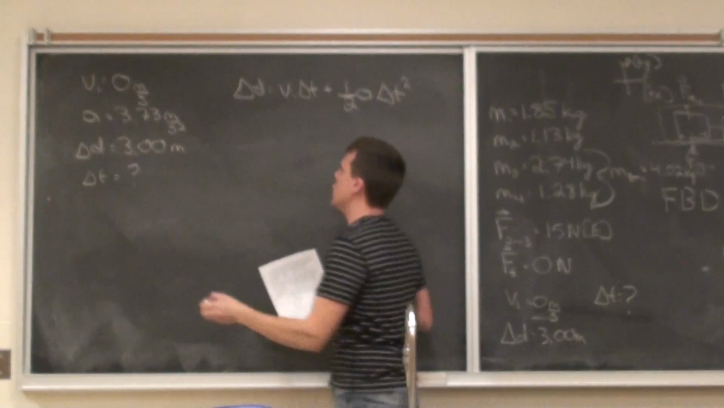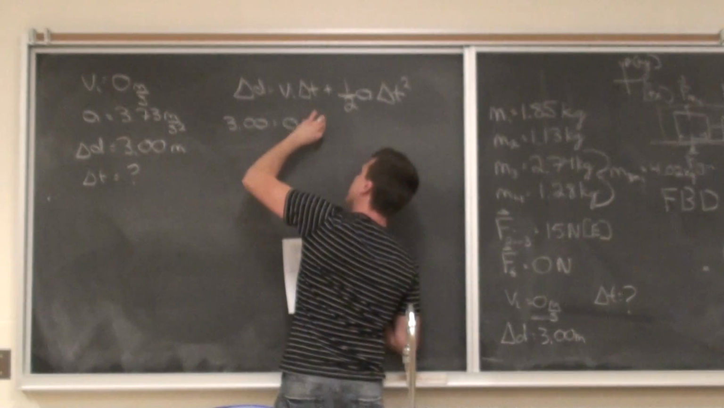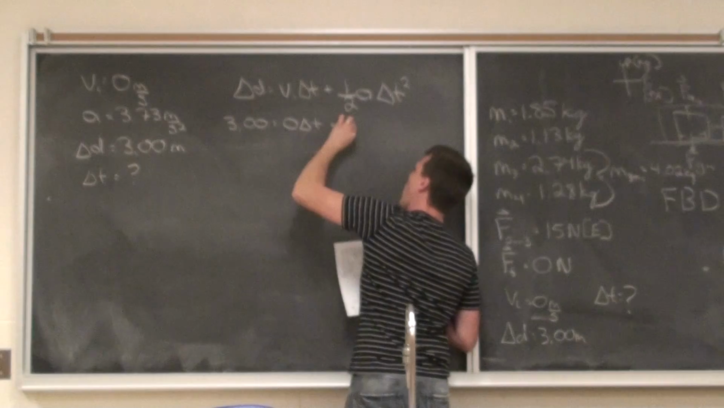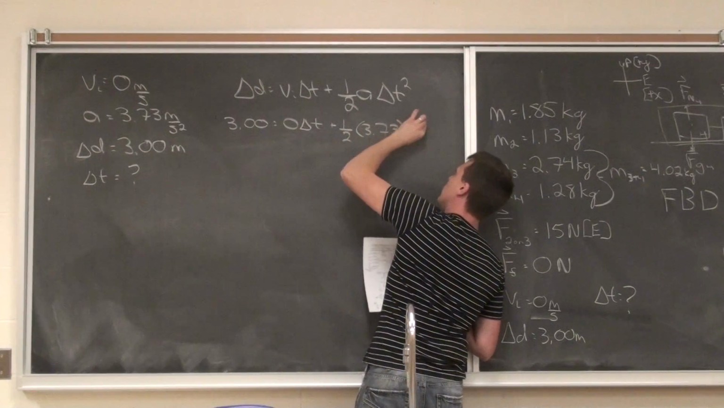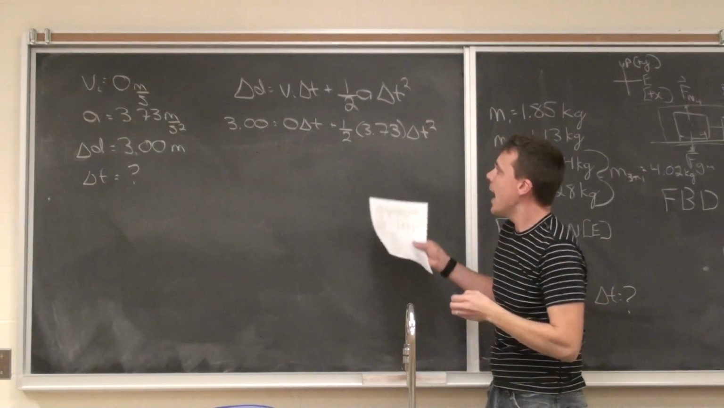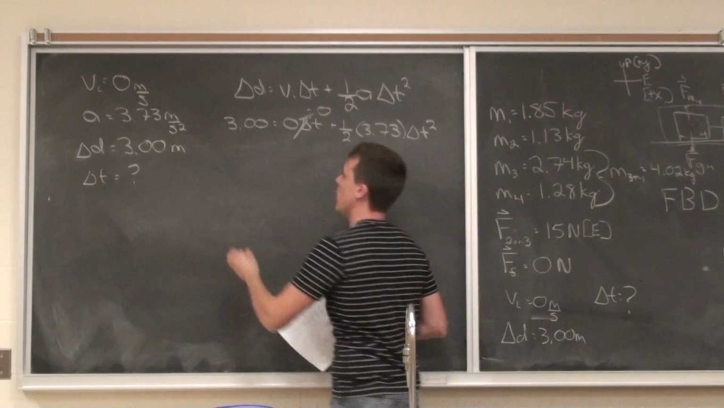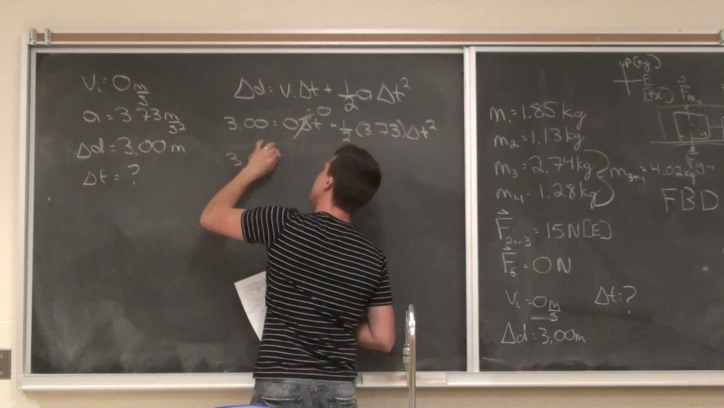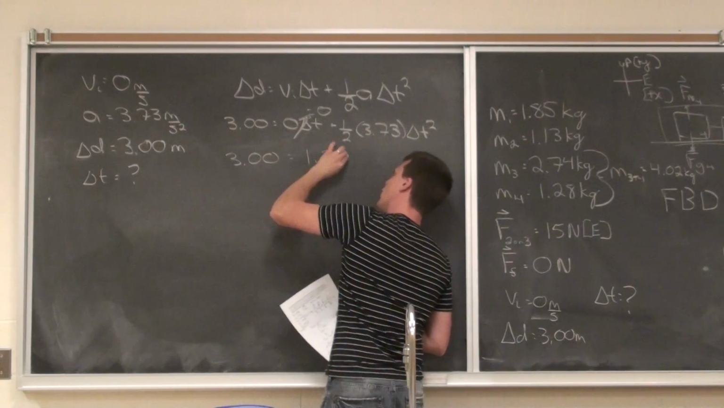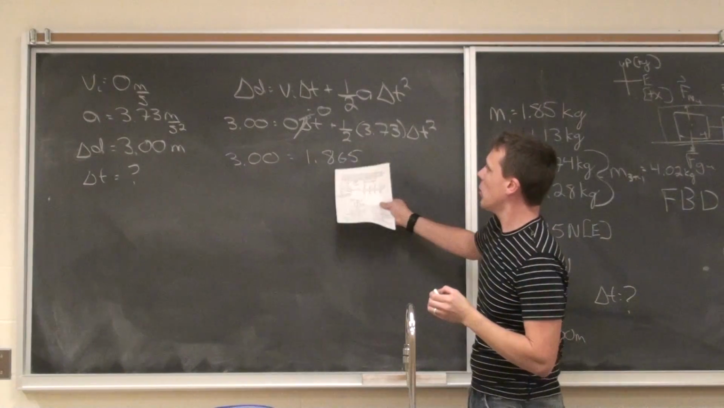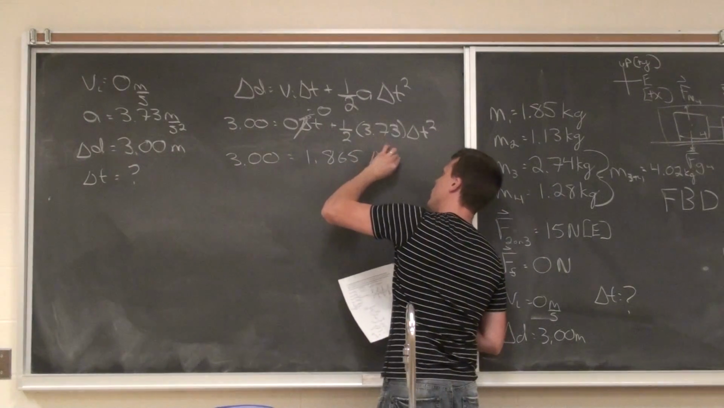I fill in information. 3.00 equals 0 times delta T plus 1/2 3.73 delta T squared. And this will multiply to be 0. So I end up with 3 equal to 1/2 times 3.73 is 1.865. And it's never a bad idea to work with an extra digit past what you need for significant figures when solving a question, so I do that.